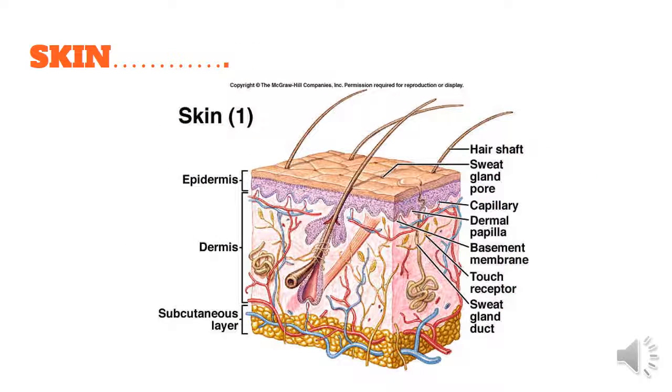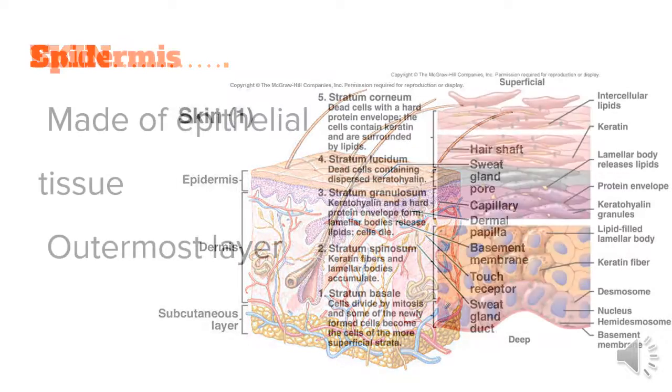So let's go a little bit deeper into the skin. The skin itself has different layers. You've got the epidermis, the dermis, and the subcutaneous layer. Subcutaneous meaning under, right? You've got hair shafts, sweat glands, dermal papillae, basement membranes, touch receptors, sweat gland pores, sweat gland ducts, those types of things. Lots of fun there.